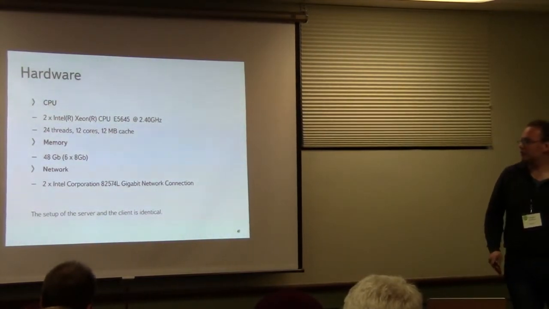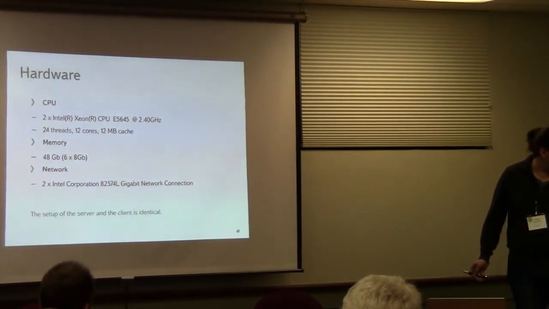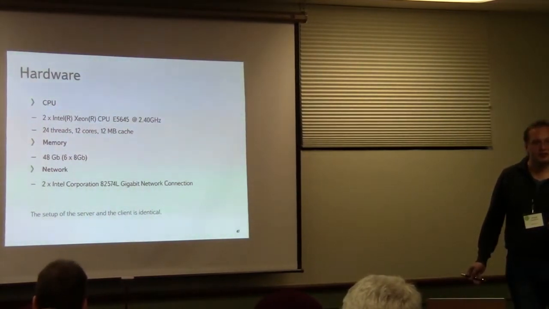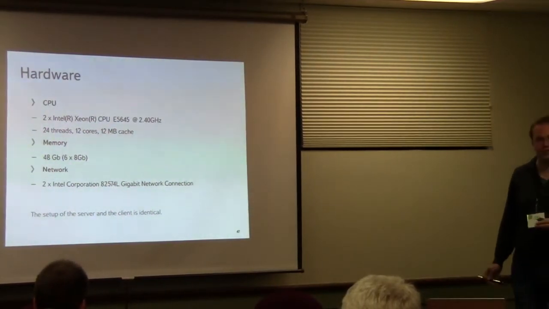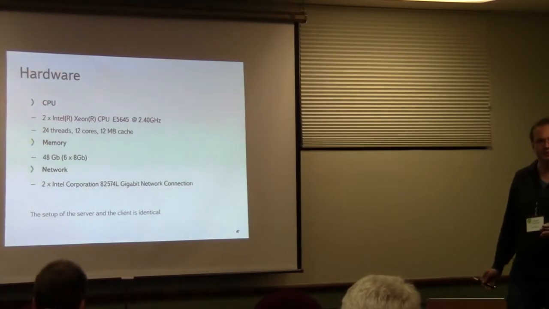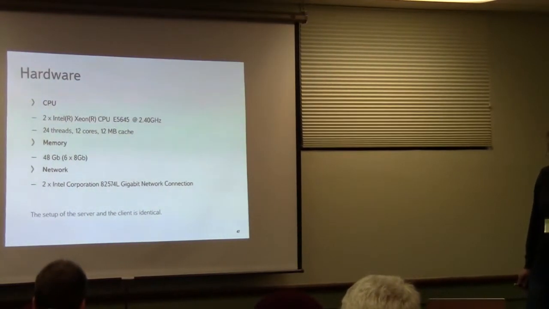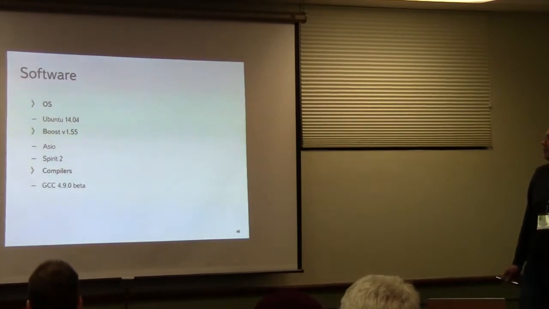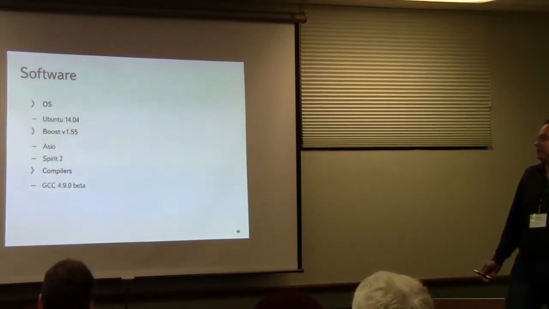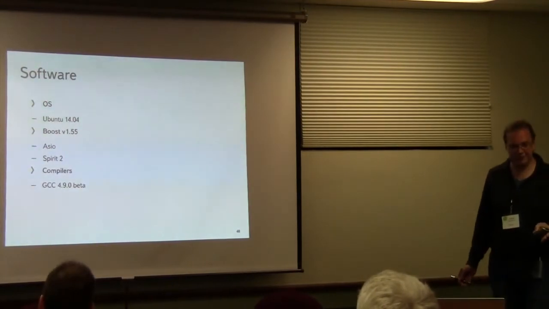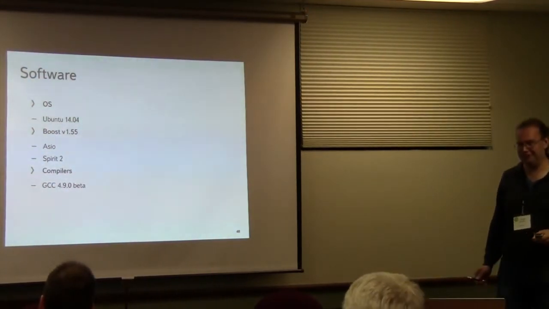It depends on the model, because we investigated different models. This is just one. So when you say threads here, you're talking hyperthreads, right? Yes, of course, 12 cores only. Right, and each one has hyperthreading. Well, this is the software we used: Ubuntu, Asio, Spirit, Second Spirit, and GCC 4.9 beta, to be at the leading edge of technology.